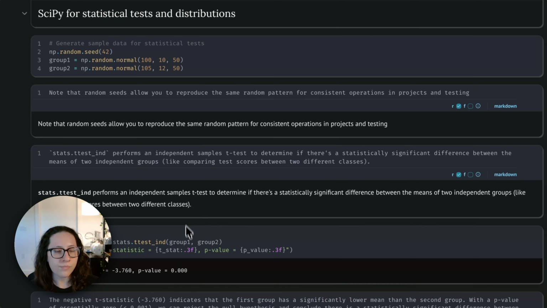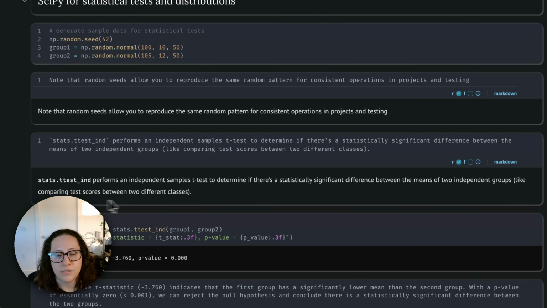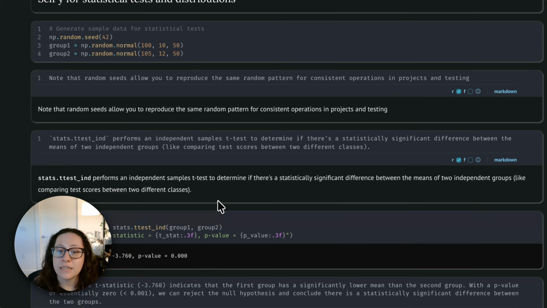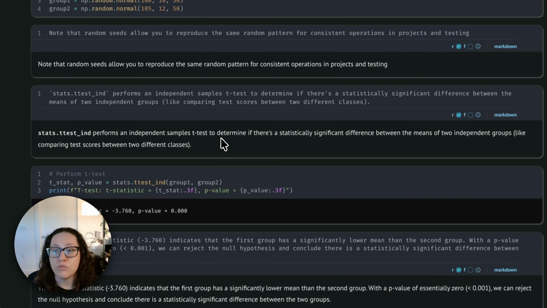And the first thing we're going to do is a 2-sample independent t-test to determine whether there is a statistically significant difference between the means of 2 independent groups. For example, comparing test scores between 2 different classes.